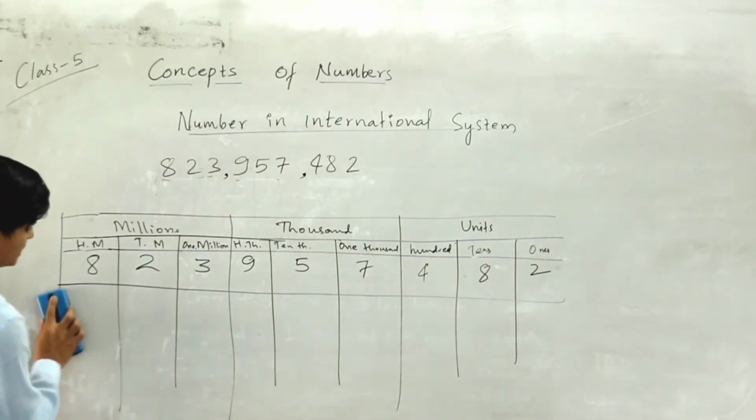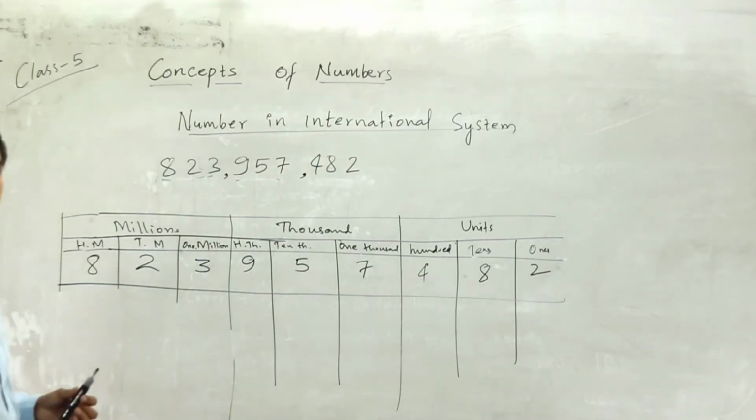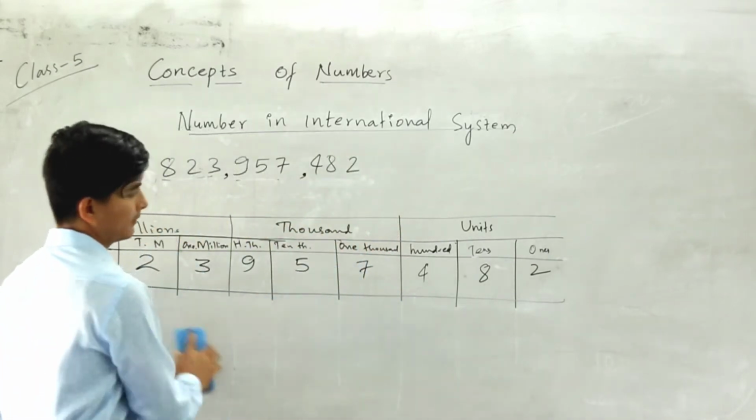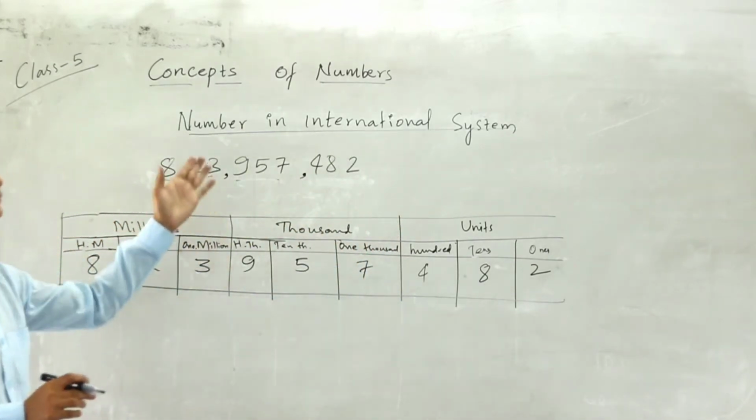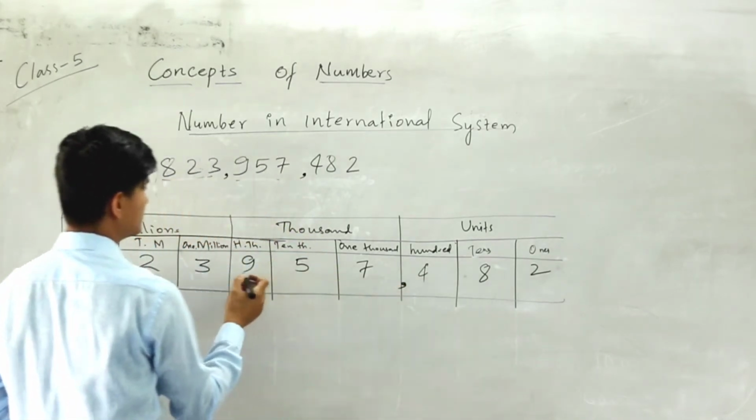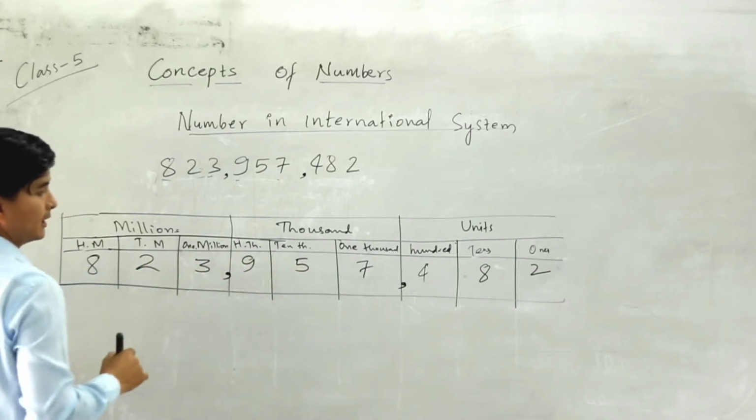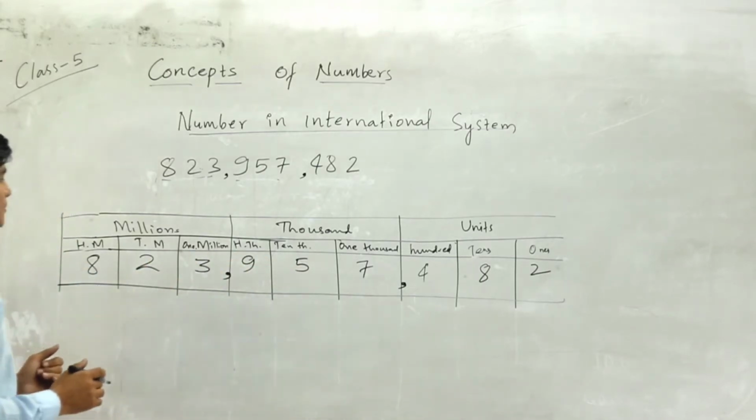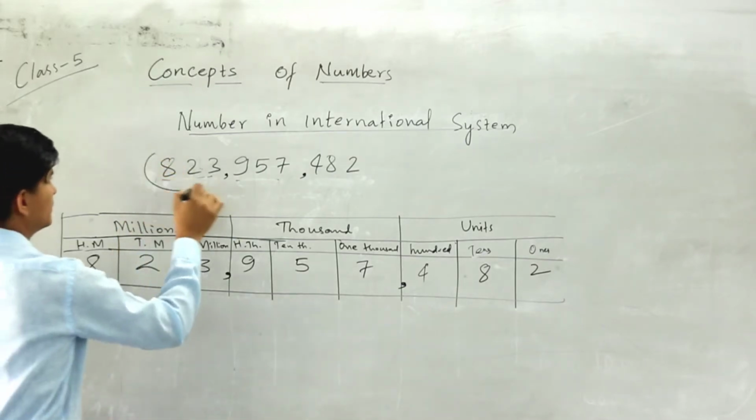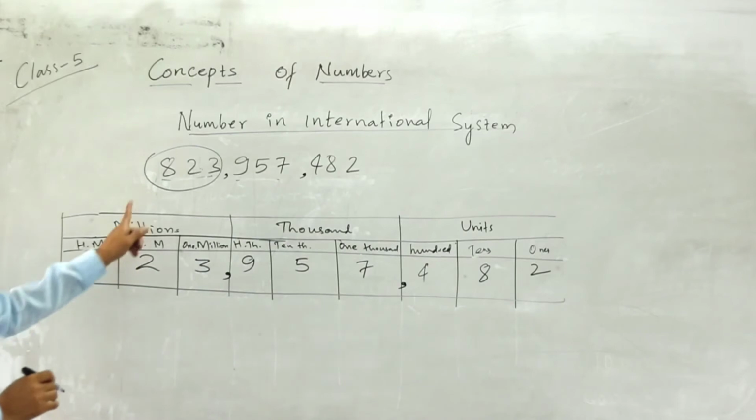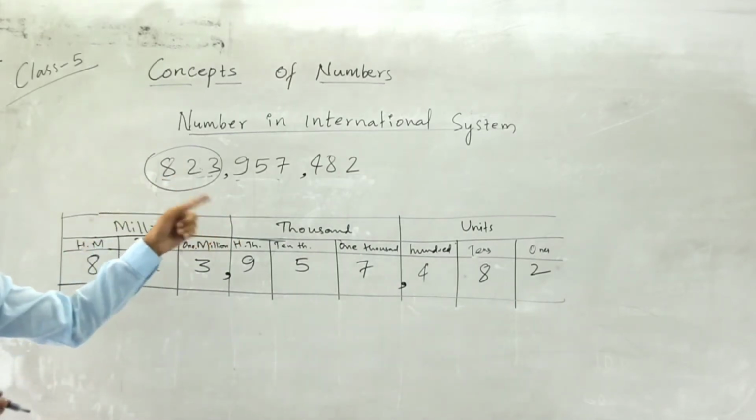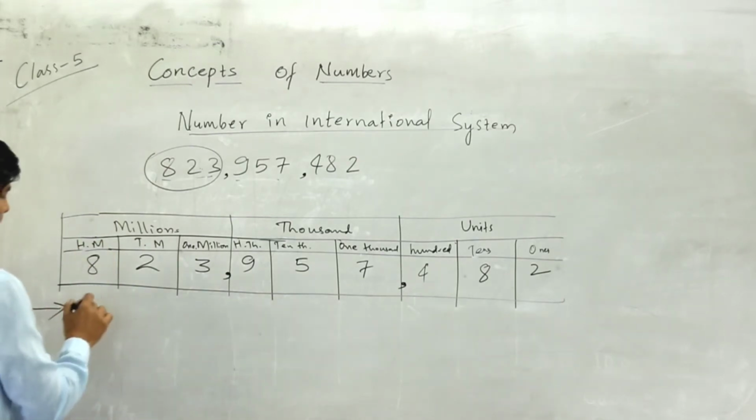Now what you have to do is write this number in number name. So this is called the place value chart in international system, right? As I already told you, we have to put commas after every 3 numbers. So firstly, like before, we have to see this number. What do we call this number? 823, right? So how to write 823 in number name?